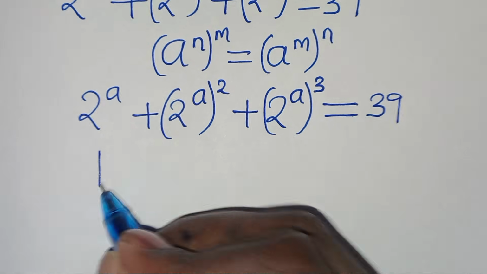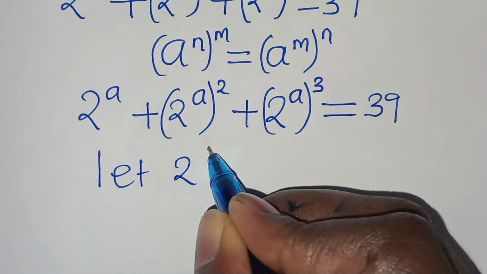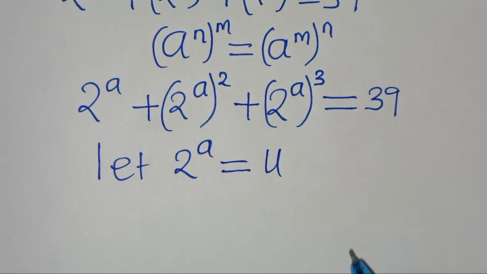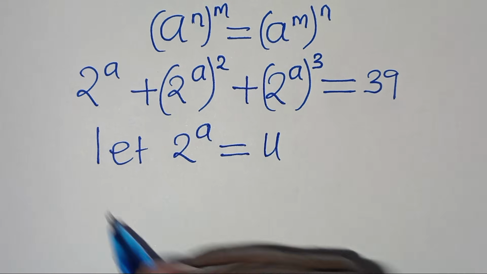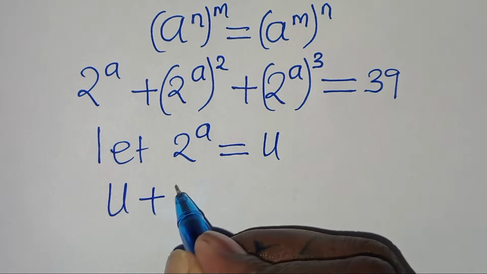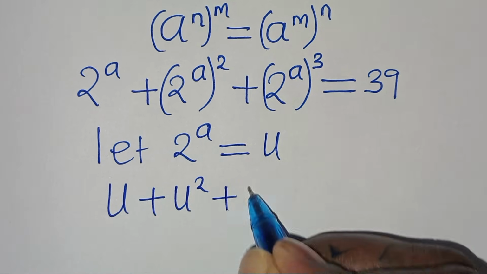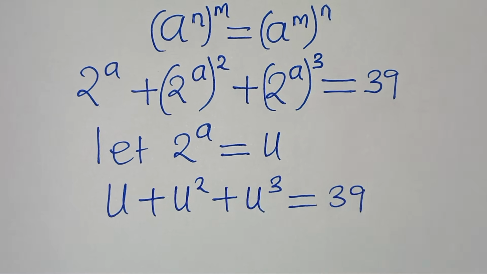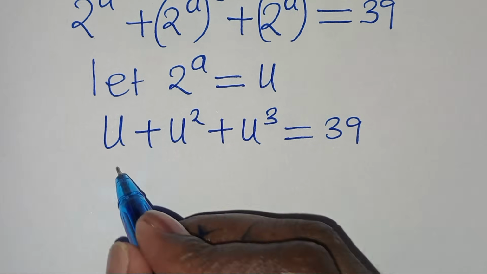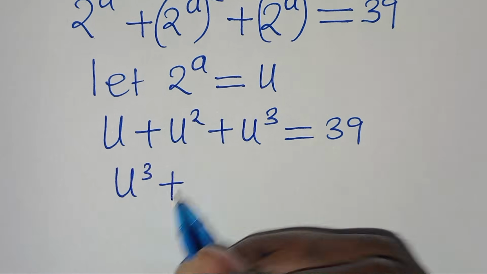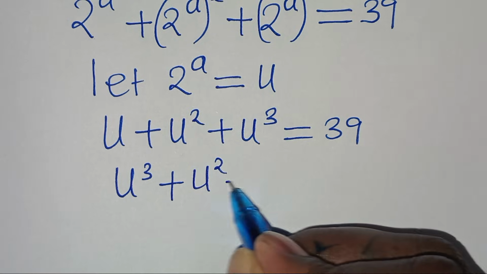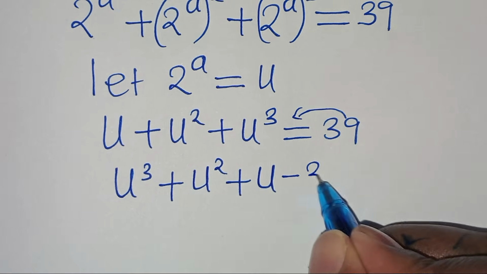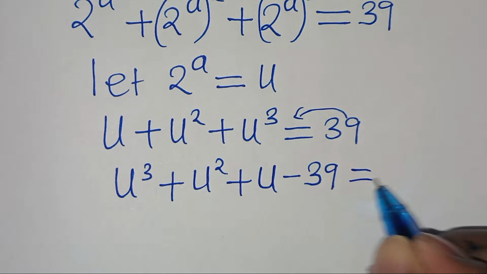The next step is that we can let 2 to the power of a be equal to u. Substituting u in this equation here, we have u plus u to the power of 2, then plus u to the power of 3. This is equal to 39, which is the same thing as u to the power of 3 plus u to the power of 2, then plus u. Let's take 39 on the left hand side minus 39. This is equal to 0.